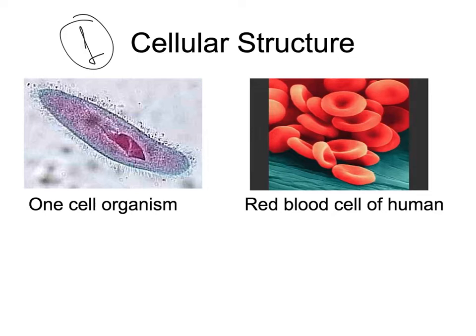All living organisms should have at least one or more than one cell. In this picture you see the paramecium, one cell organism, and the red blood cell of human. So many human has millions of cells. One cell organism is simply called unicellular.